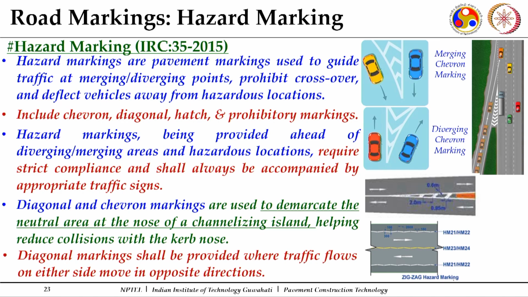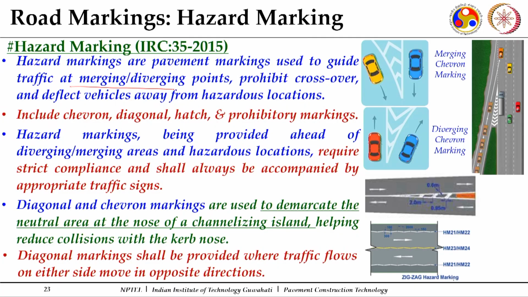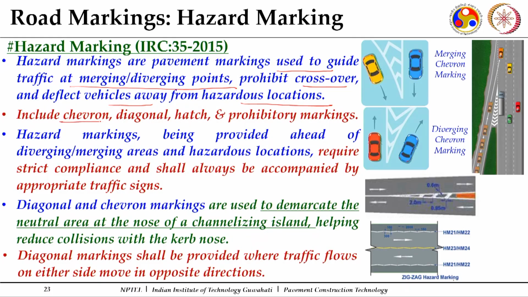Then come the hazard markings. Hazard markings are there specifically to guide the traffic at specific locations, especially at merging and diverging points, because that is where traffic is merging or diverging. At those points we always emphasize providing hazard markings, to prohibit crossovers and deflect vehicles away from hazardous locations. That is why they are called hazard markings. They normally include chevron markings, diagonal markings, hatch and prohibitory markings. These are the special categories which are included.